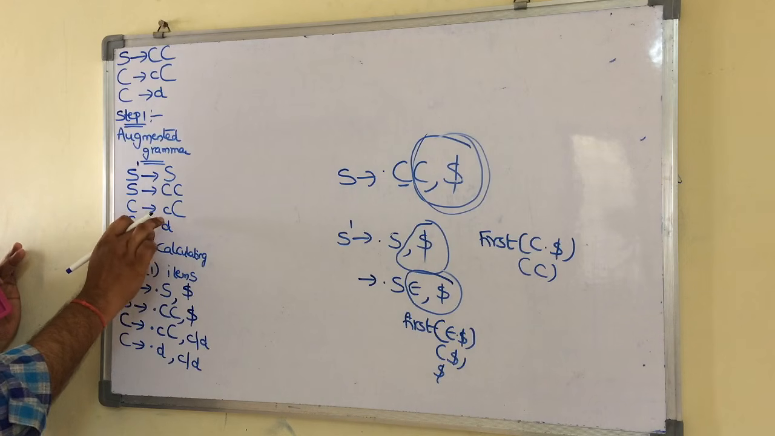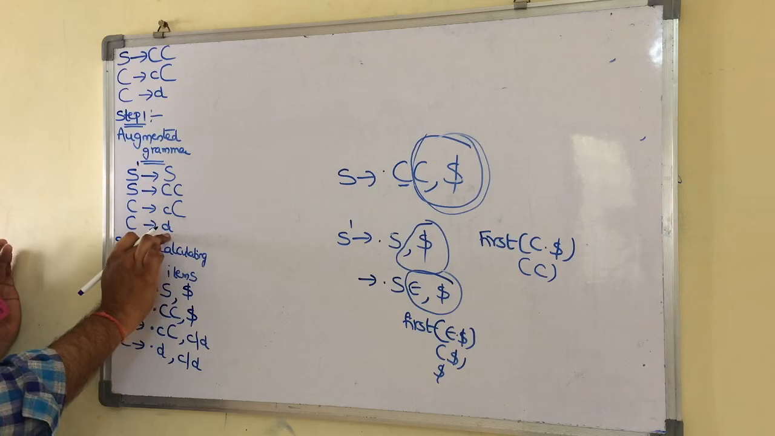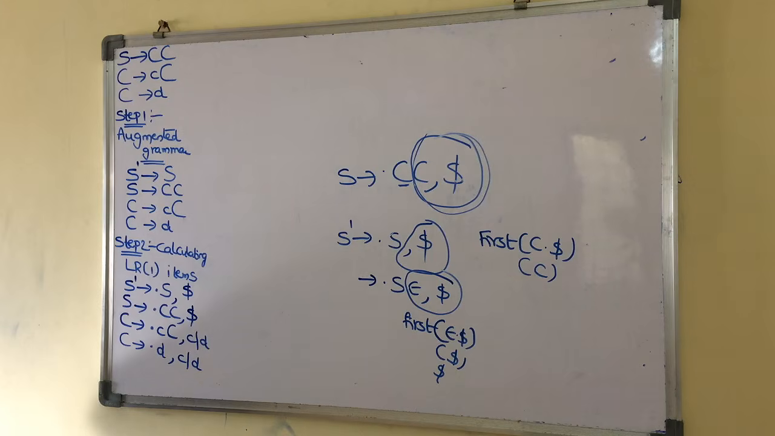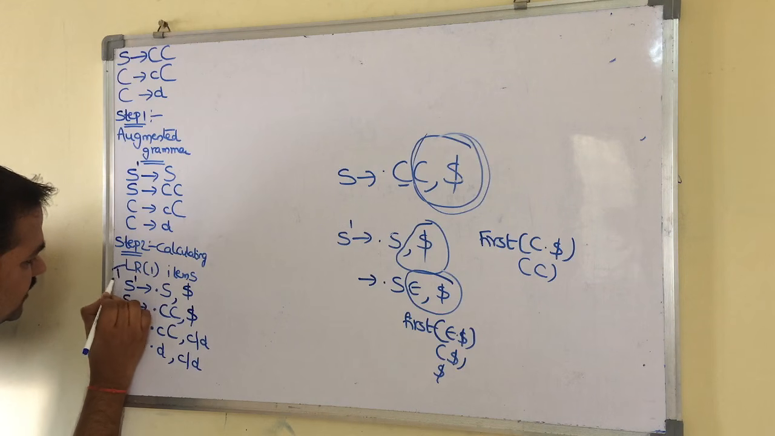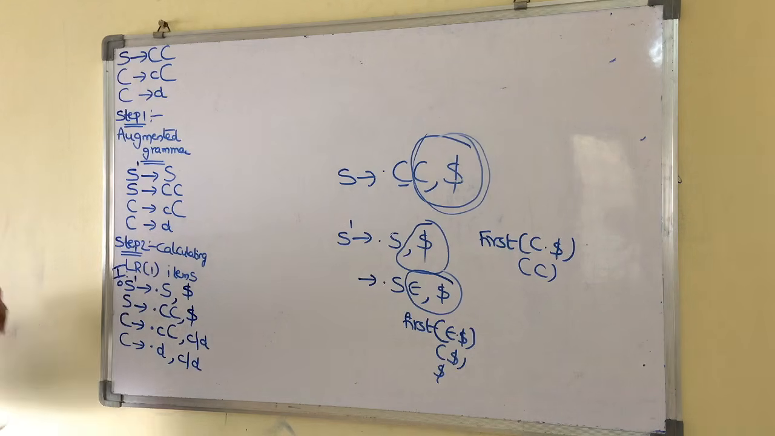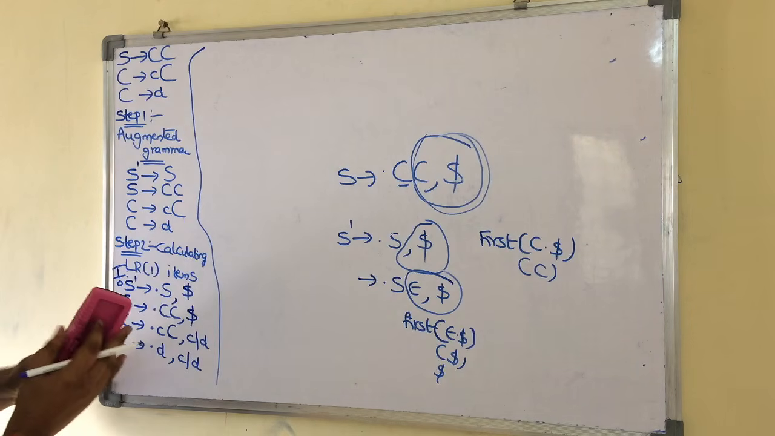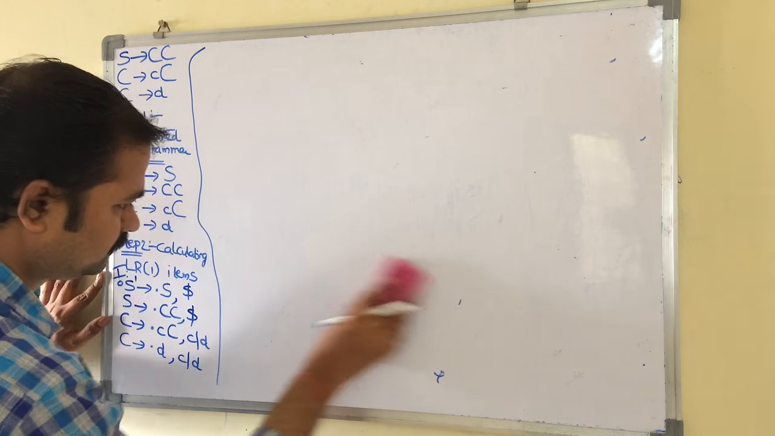So first of C into dollar is nothing but first of C. So what is first of C? This production is beginning with small c. This production is beginning with d. So first of C is nothing but c or d. So this is nothing but the look ahead part. So all the productions are written. So this is nothing but the starting state. Let us assume that the starting state is I naught. So this is nothing but I naught state. Okay.